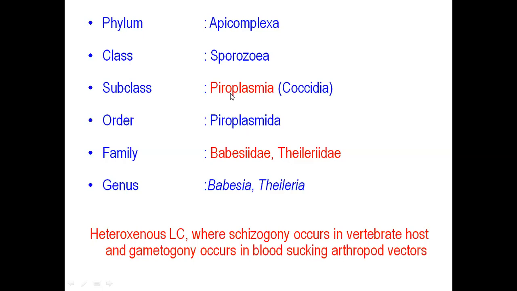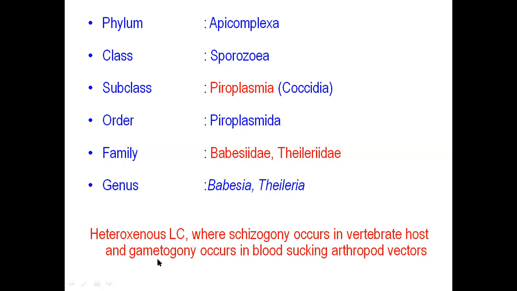So this group of parasites are not infecting the gastrointestinal tract, rather they are infecting the blood vascular system. Okay, so under this subclass Piroplasmia, there is one order, that is Piroplasmida. Under this one, there are two families which are one of the most important diseases of cattle. So these are under the families Babesiidae and Theileriidae. These parasites, Babesia and Theileria, are some of the most important protozoan, not only protozoan, infectious diseases of cattle.